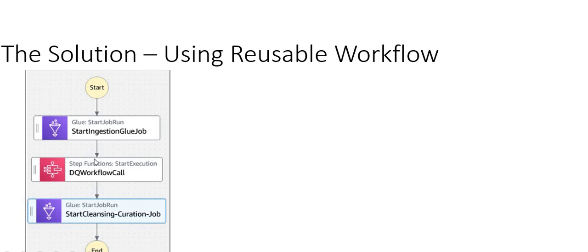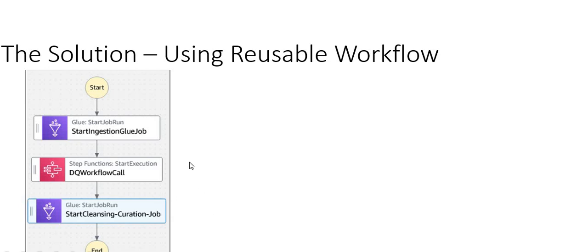DQ workflow. This is the reusable workflow which I'm calling. Now, the way I have designed this reusable workflow, if the data quality check has failed, it will fail the workflow. That means the workflow will not move forward, and it will send a notification about it. But if it has passed, then it will simply pass. It will come back to the main workflow, and if it has passed, it will go to the next step, which is, say, start cleaning or curation job, something like that. So you can reuse this workflow in your ETL pipeline like this.